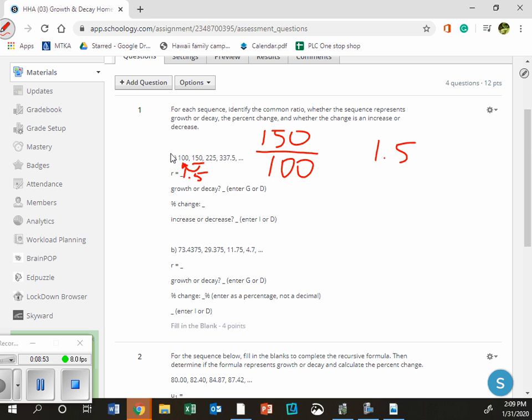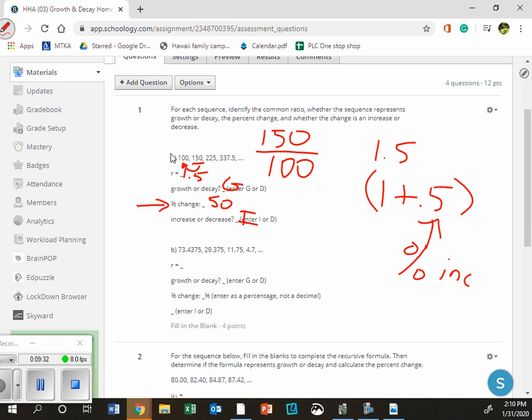But the growth rate would be 50%. That's because I've suggested you write that as 1 plus 0.5. That means that's the percent increase. So the percent change was 50, not 0.5. That would be different. That would be 0.5%. 50% change. Okay? And was it growing or decaying? Growing means getting bigger. It was growing. Capital G. And it was I for increase. That one was pretty easy.